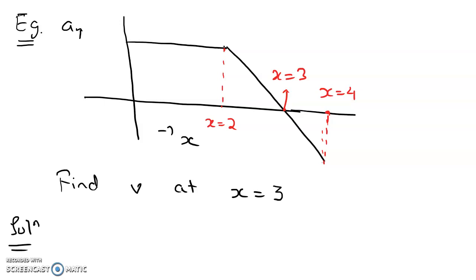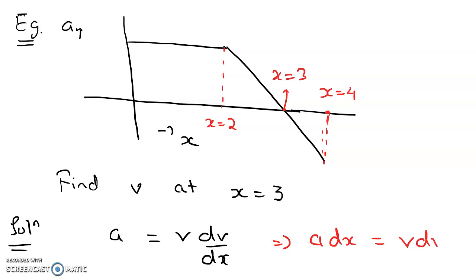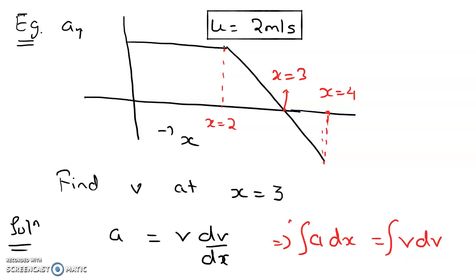Now it might look very tough, but if you go with the basics, it is an easy one. So what is the acceleration? It is v dv over dx. Can I arrange it like this? a dx is nothing but v dv. Say for example, I give you the initial velocity, take an easy number, 2 meters per second. And I ask you the velocity at x equal to 3.